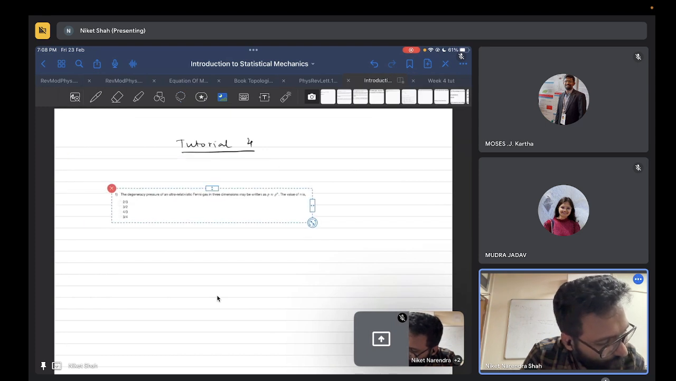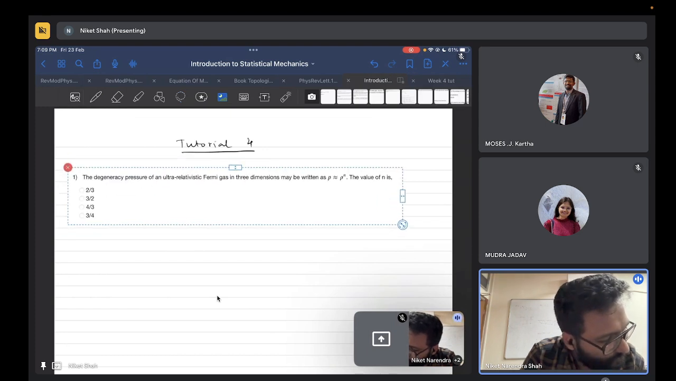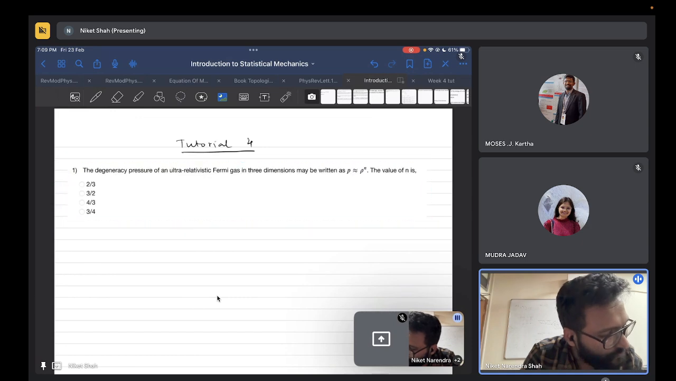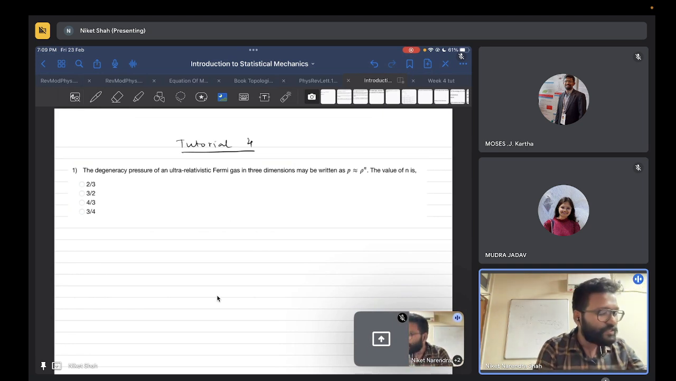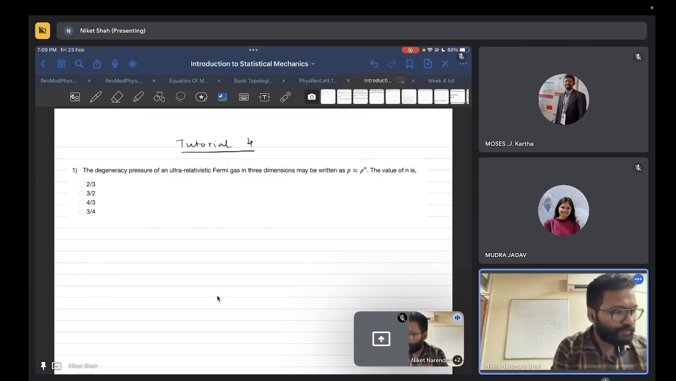Okay, here we have it. The degeneracy pressure of an ultra-relativistic Fermi gas in 3 dimensions may be written as P is approximately equal to rho raised to the power of n. So we have to find the relation of pressure in terms of the density, right? So what is the value of n? That's what they're asking.